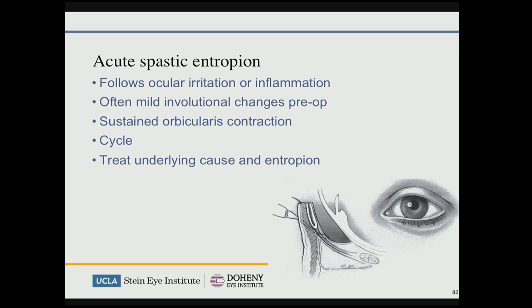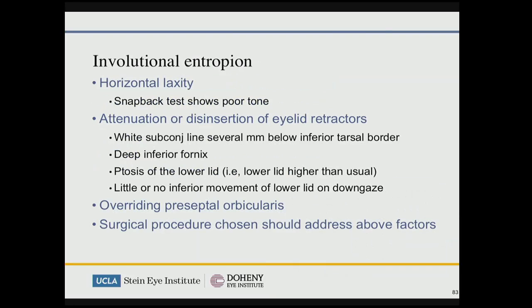Acute spastic entropion typically follows some sort of ocular irritation or inflammation, and often there are mild involutional changes prior to that inflammation that then precipitate the problem. So the inflammation or irritation causes the sustained orbicularis contraction, which furthers the irritation and inflammation, which furthers the sustained orbicularis contraction, and this cycle ensues. It's important to treat both the underlying cause and the entropion because they feed off of each other.